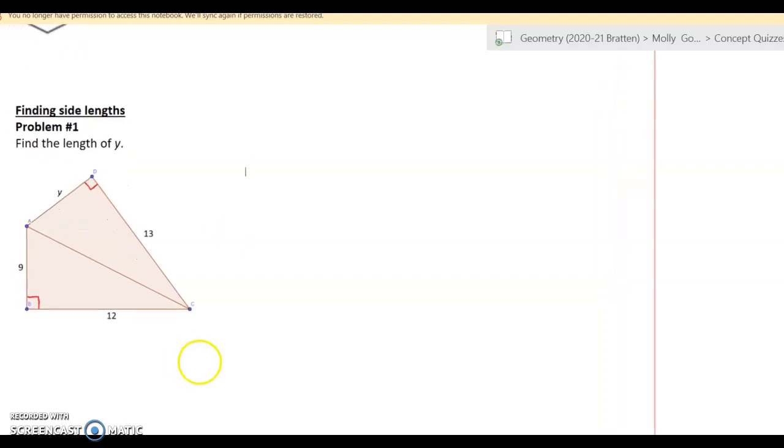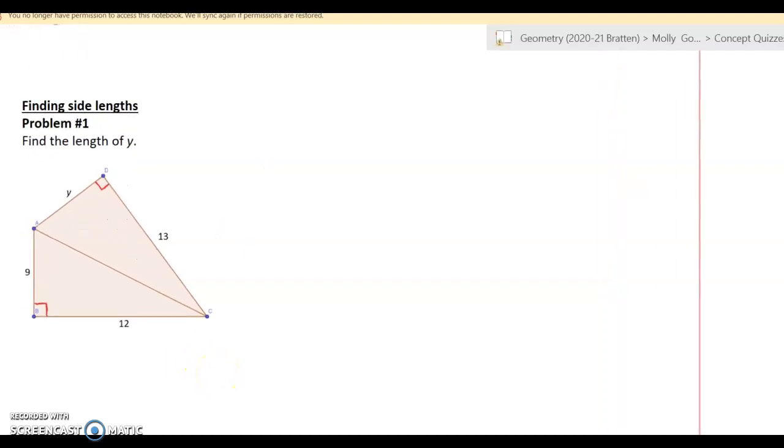Hello, this is finding side length 1. It says find the length of y. The first thing I'm going to do, since we do have these two side lengths and it's a right triangle, is find the length of this line, and we'll call it x. So I'll do the Pythagorean theorem.